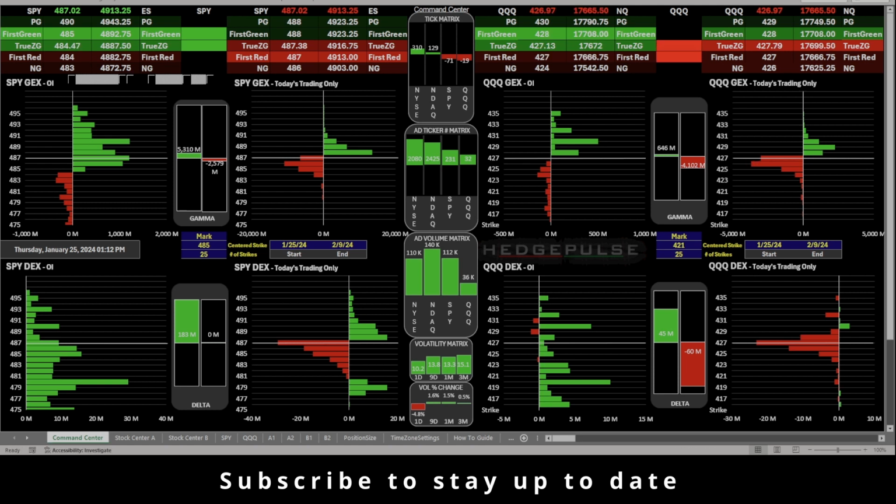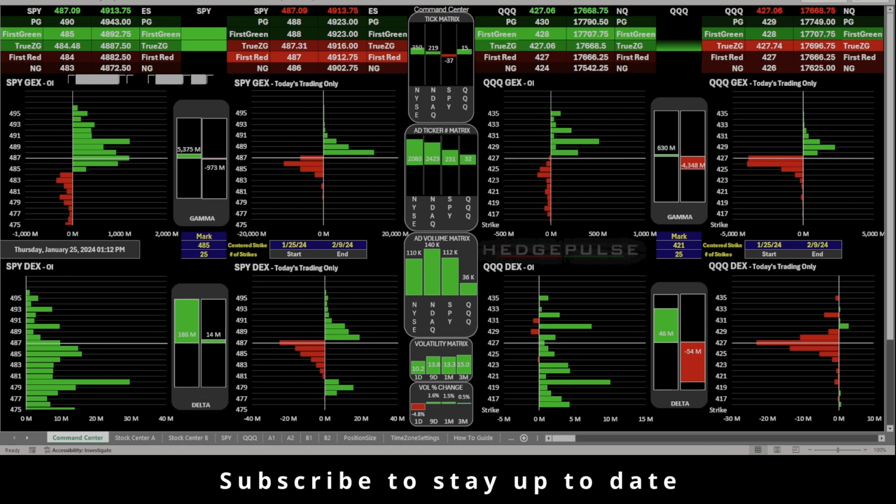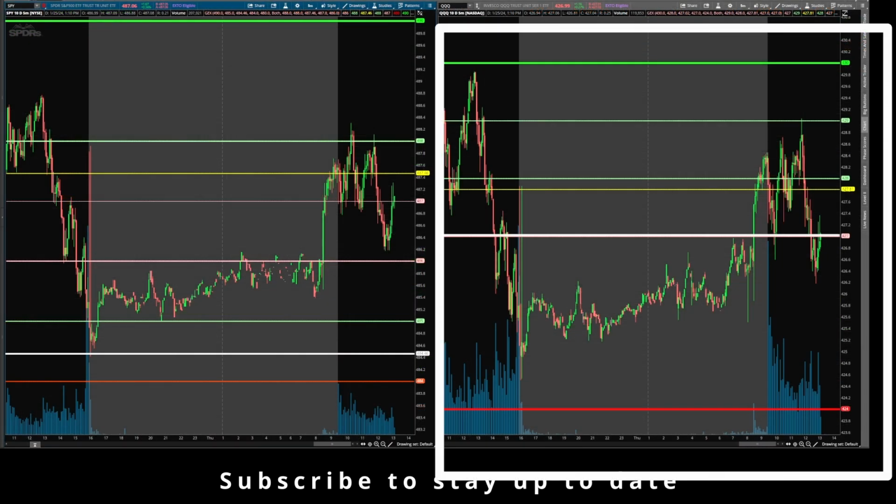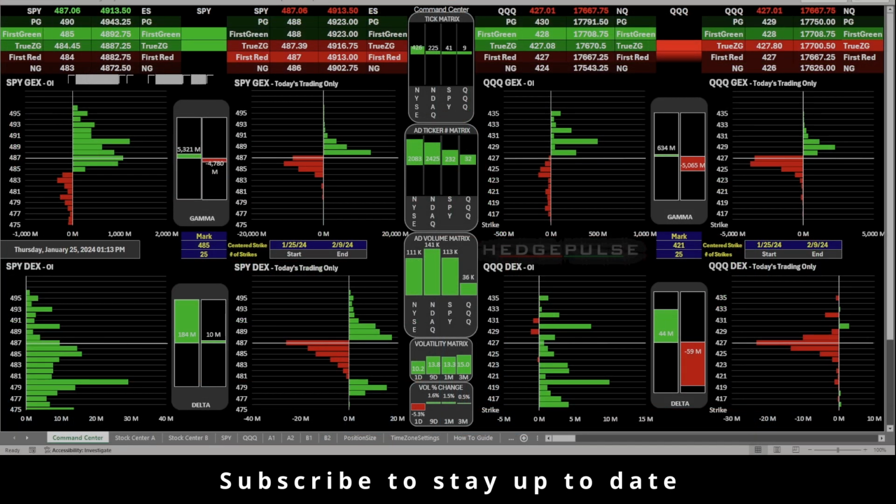Okay, so the 427 level is getting pretty choppy right here, and it popped above the true ZG for QQQ, and now it's heading back down. So you want to pay attention to the price action. See, it wicked above. That means that sellers came in and sold into it.